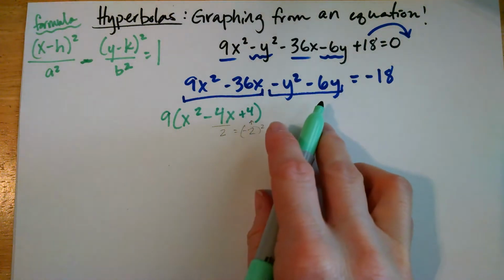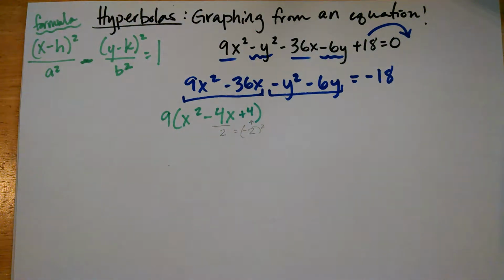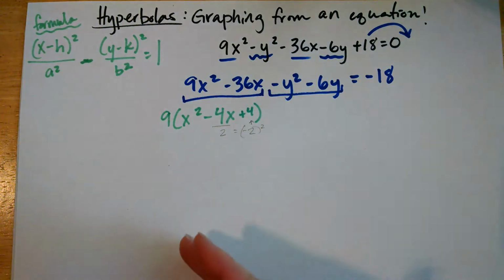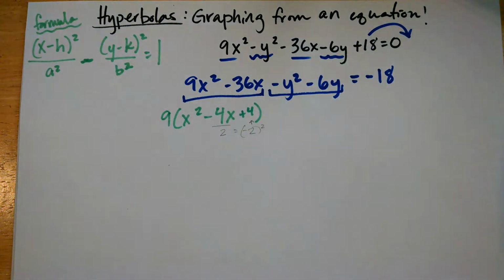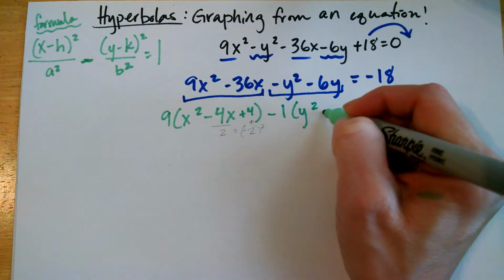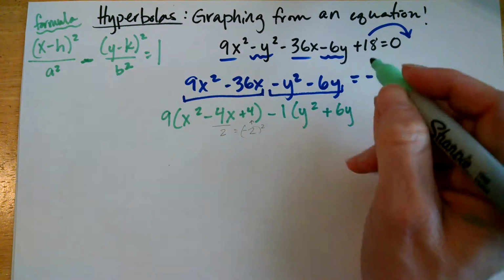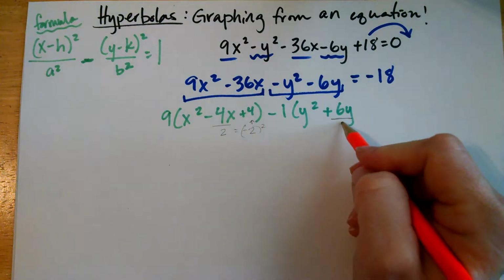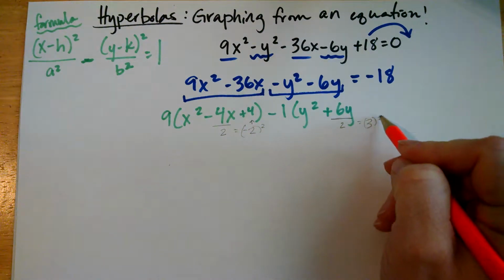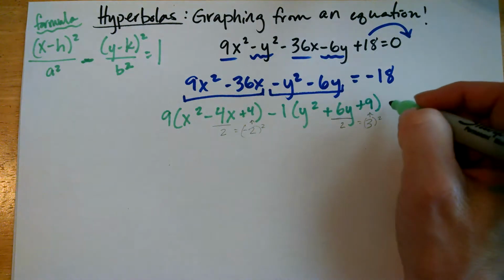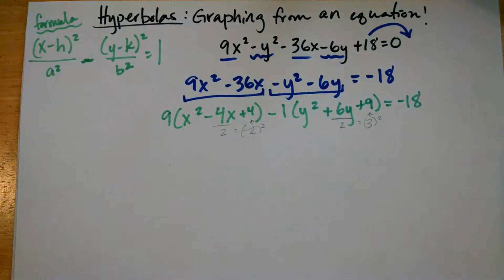Okay, I want to do the same thing with the y here. I'm going to factor out something. Remember, I never want to lead the parentheses with a negative here. So I at least want to factor out a negative 1. And it looks like that's the only thing these two have in common. So I'm going to factor out a negative 1 and have y squared plus 6y. I'm going to complete the square here. I'm going to divide this y term by 2. That will give me 3. Square that goes right there, and that becomes a 9. Okay, equals negative 18.